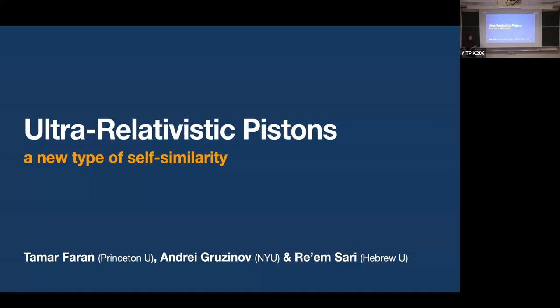So this is the work we've been doing this past year with Andrei Gruzinov at NYU. What we basically find is a new type of self-similarity that we find in relativistic clustering. To our knowledge, this is the only example of this new type of self-similarity, and this is what I'm going to talk about. But first, for the benefit of those who are not very familiar with self-similar solutions, I will give a very brief introduction to the various types of self-similarity, and then I will get to our work.